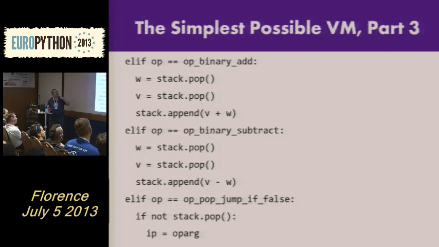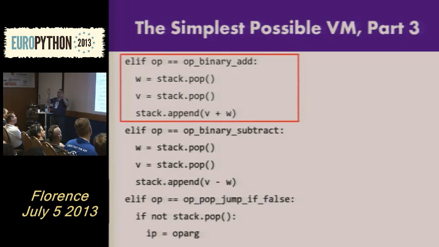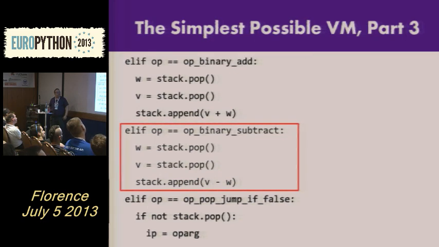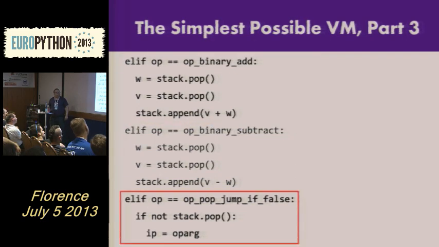Next page. If it's binary add, I pop the top 2 things off the stack, add them together, push the result. Same thing with binary subtract, except I use a minus sign. Pop jump if false. This is how you do if statements. If the top value on the stack is false, then the op-arg is going to be the new instruction pointer offset. So that's how we jump. We change the instruction pointer to be this new value. Boom, we're off to the races.